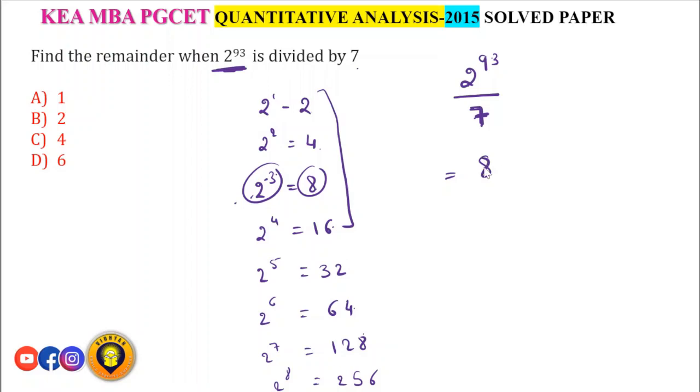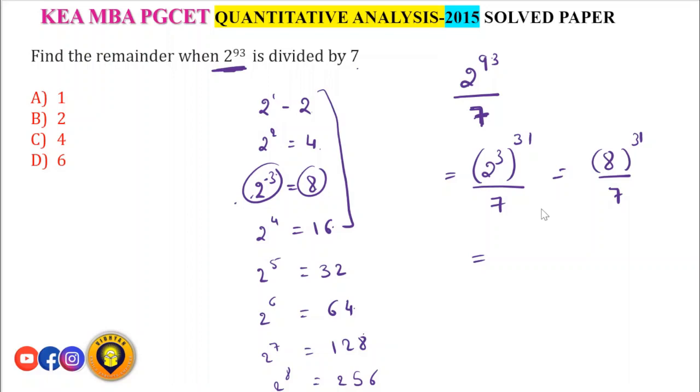So I'll take it as 2 cube. 2 cube is 8, right? So 2 cube to the power 31. If you divide the exponent by 3, you will get 31. 31 into 3 is 93 divided by 7, which is 8 to the power 31 divided by 7. Understood? And in the previous question we have solved this.